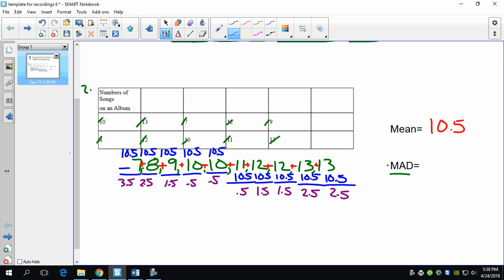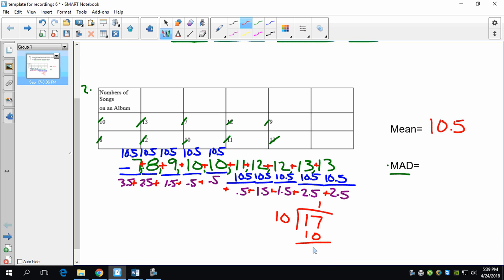Now, it may seem a little redundant, but the next thing we have to do is add all of these 0.5s and 3.5s and 2.5s and 1.5s. I'll show you by simply putting a plus sign in there, but it's just adding them up. You should end up with 17, and then we divide by the total number we had, which is 10. So we do 17 divided by 10 to find our mean absolute deviation.